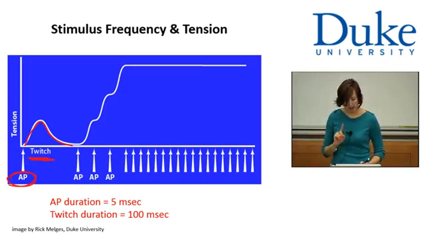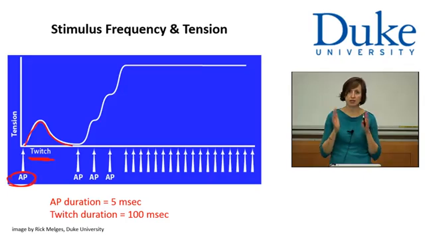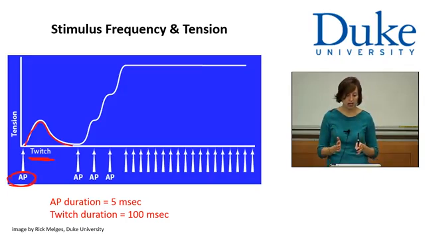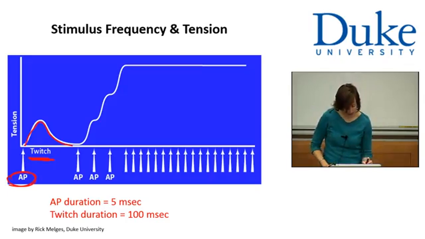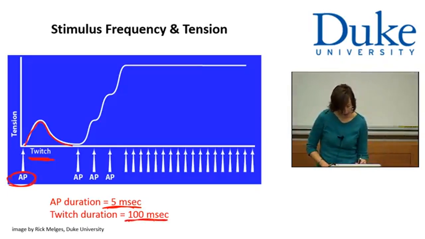However, notice, and this is going to be a very important difference between skeletal muscle and cardiac muscle. In skeletal muscle, we have an action potential extremely similar to those in neurons that are very short. Even when you consider the inactivation, the refractory period of the sodium voltage-gated channels, the action potential in skeletal muscle is very rapid, about 5 milliseconds. Whereas with our twitch, it's going to be about 100 milliseconds.